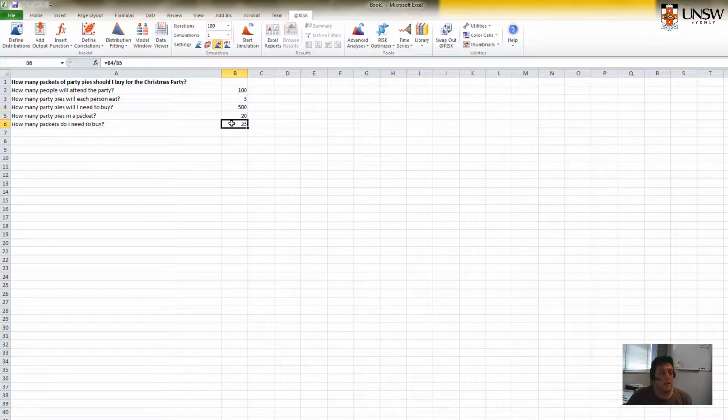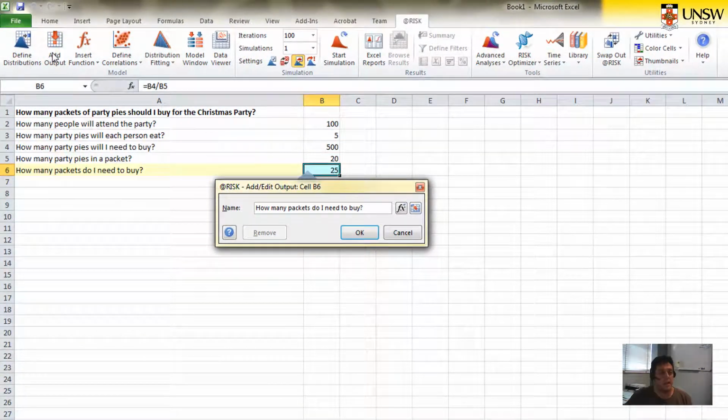Okay, and the number of packets I'll need to buy, in this case I want to add an output. It's a calculated value, so this is a good name for that output: How many packets do I need to buy? So we'll press OK.